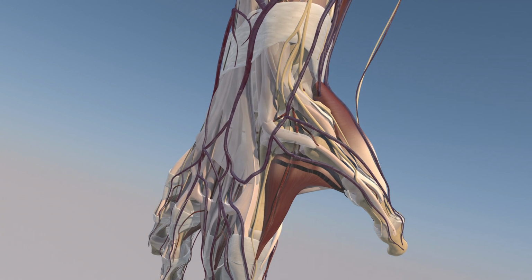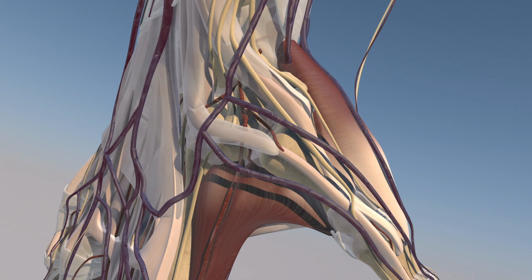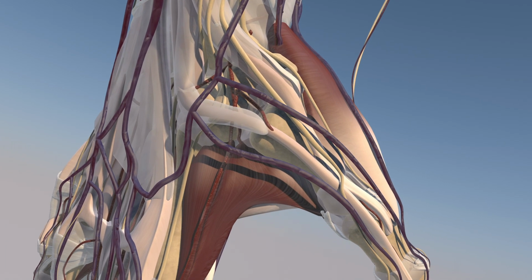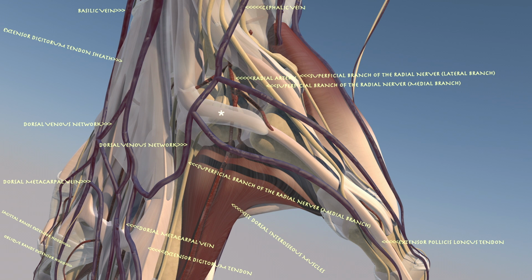So here we are, we're zooming in on the dorsal aspect of the wrist. We're focusing here on the extensor pollicis longus tendon. You can see how it makes almost a right angle as it crosses over the wrist and heads towards the dorsal aspect of the distal thumb. Also, you can appreciate the superficial branch of the radial nerve, which divides into medial and lateral branches, and that further subdivides as it goes into the thumb and the index finger.